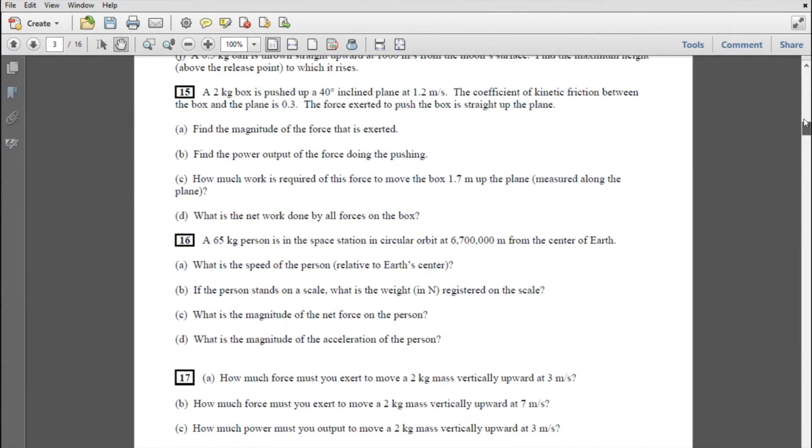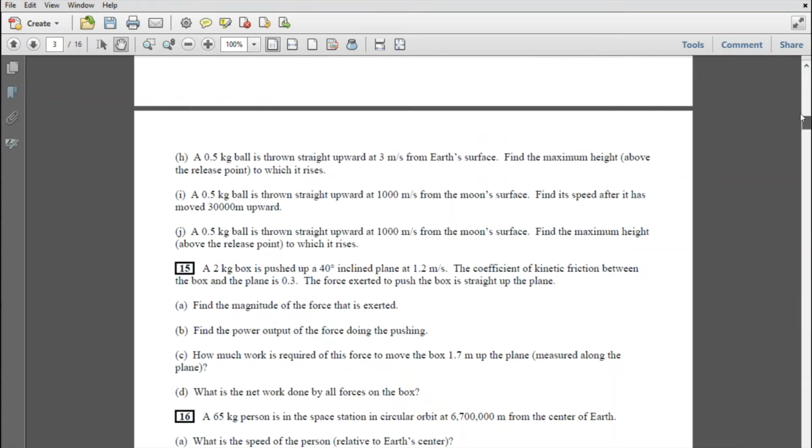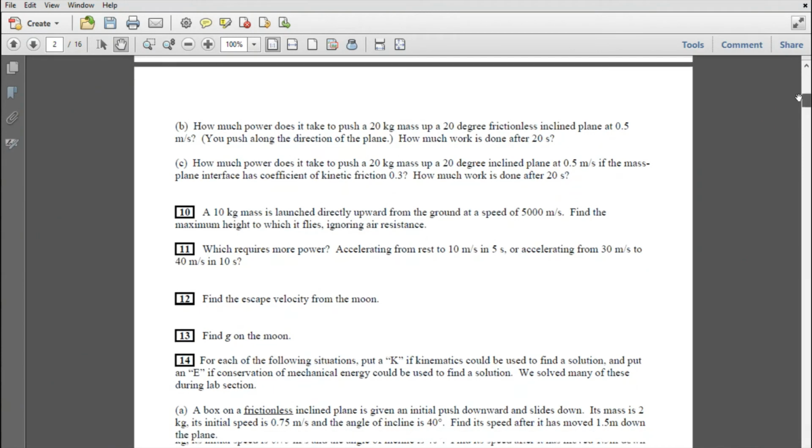All right, problem 11. Which requires more power? Accelerating from rest to 10 meters per second in 5 seconds, or accelerating from 30 to 40 meters per second in 10 seconds? I tried to make it ambiguous here, so you'd have to actually do the calculation.